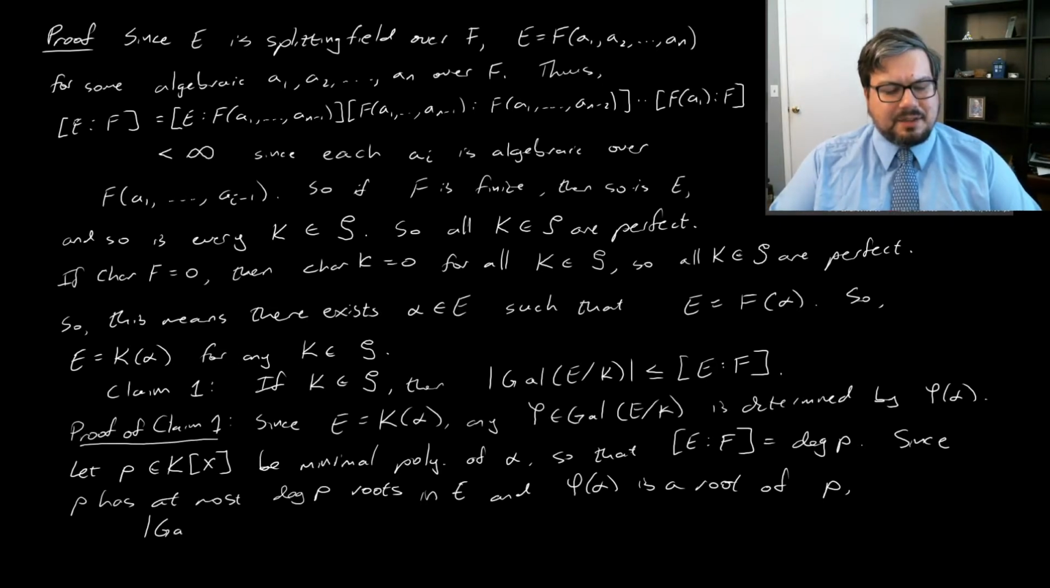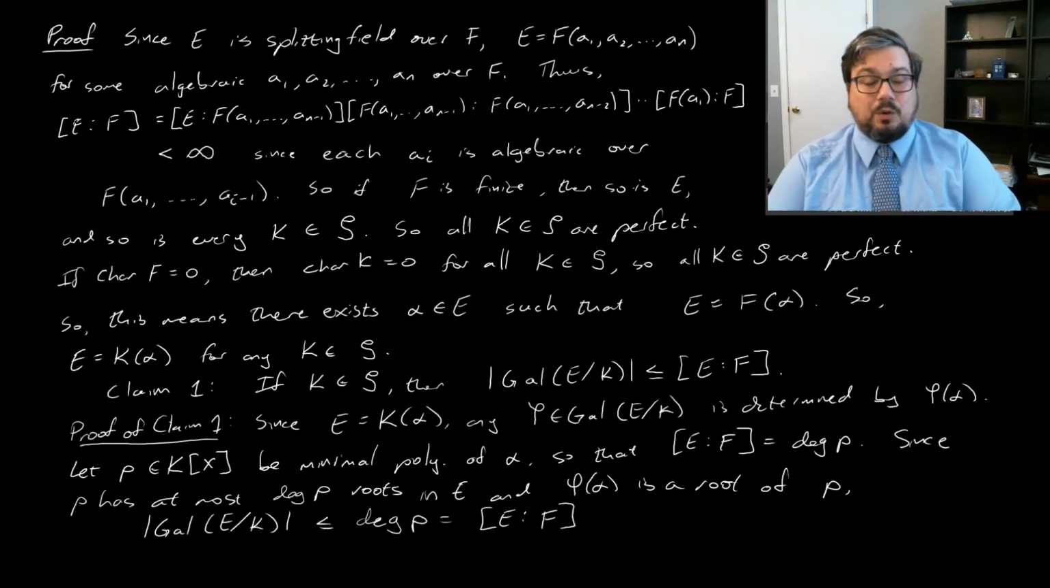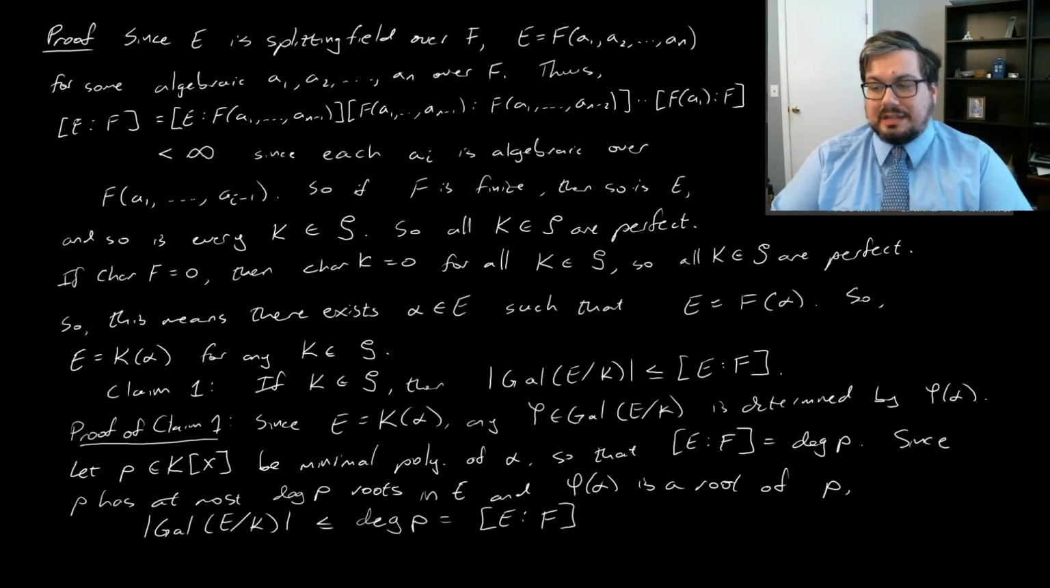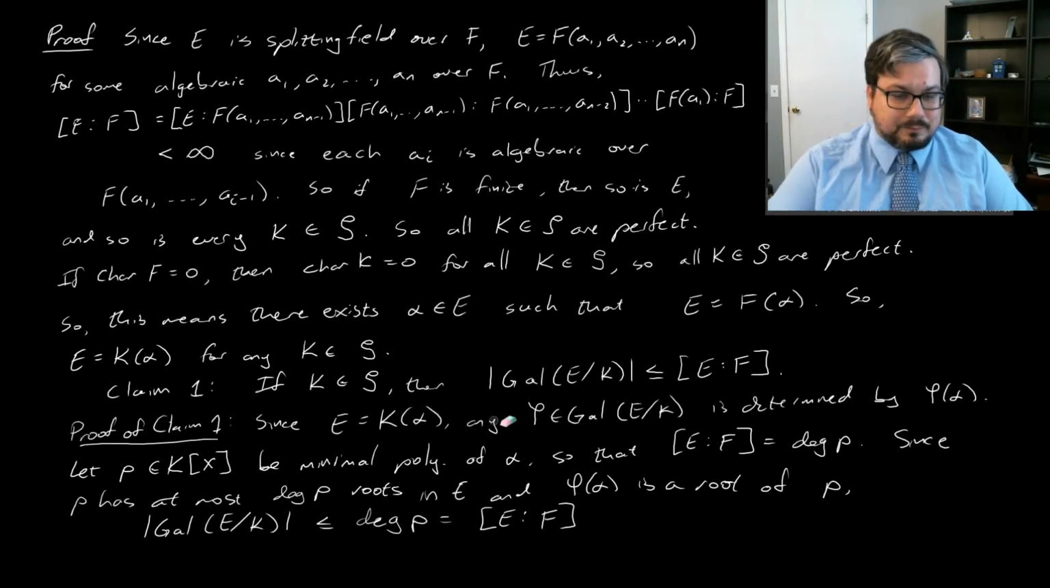So we have that the order of the Galois group of E over K is less than or equal to the degree of P, which equals the order of the extension E over K.